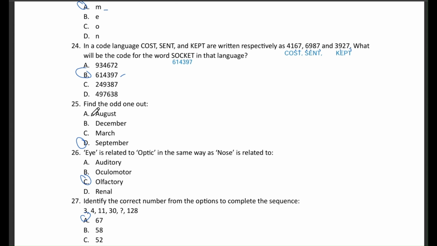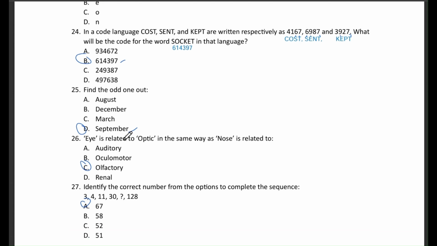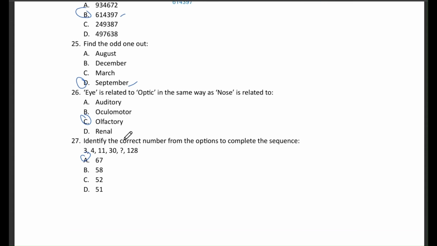From the following options: August, December, March, or September? The correct answer is option D, September. All of the other months belong to either summer or winter seasons, while September marks the start of autumn, which is why it's the odd one out. Now, let's take a look at question 26.